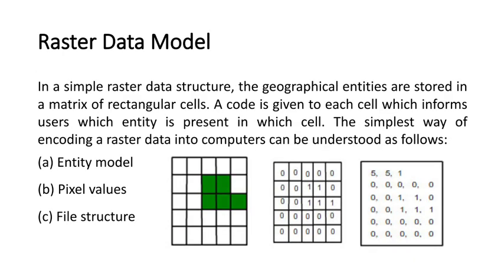Now we'll be studying. So with that we completed the vector model. If I'm just revising about the vector data, first we have discussed that vector data represents any geographical feature using a point, line, polygon or a combination of these.